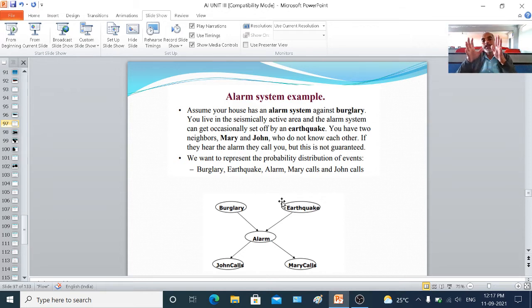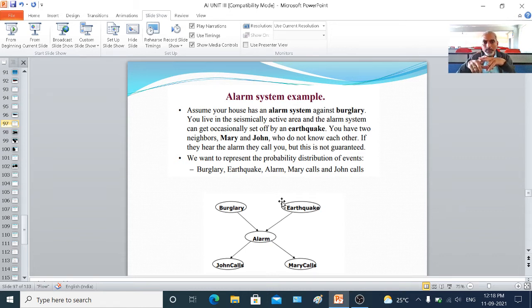Say a particular person has implemented an alarm system in his house to identify whenever there is a burglary, that is, a thief comes and a robbery happens in his house. Right, he has installed an alarm system. This alarm system is going to give an alarm on two conditions: one, whenever there is a theft or robbery in this house, the alarm is going to make a sound, or if there is an earthquake.